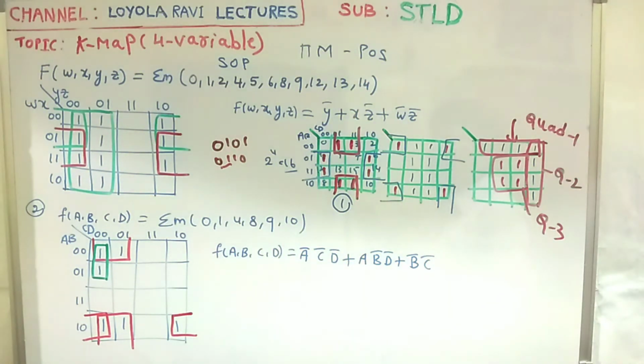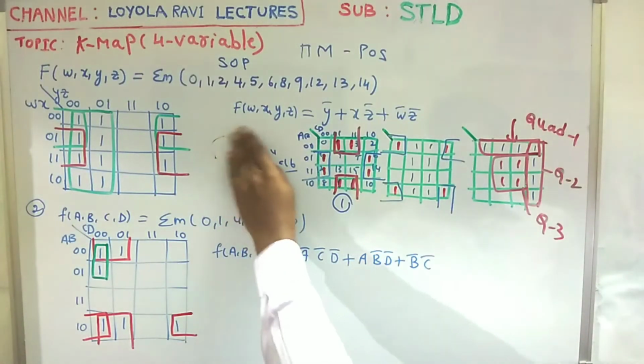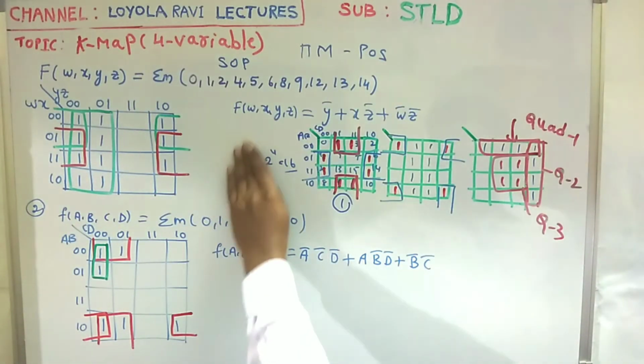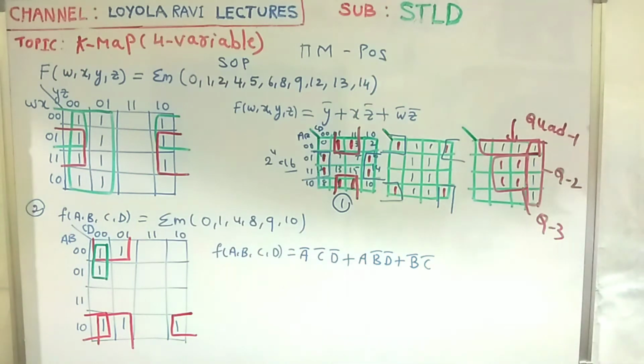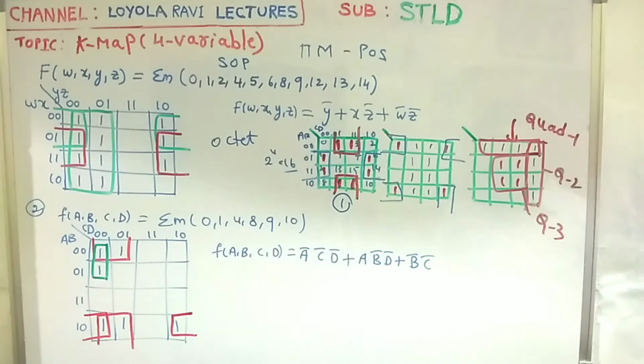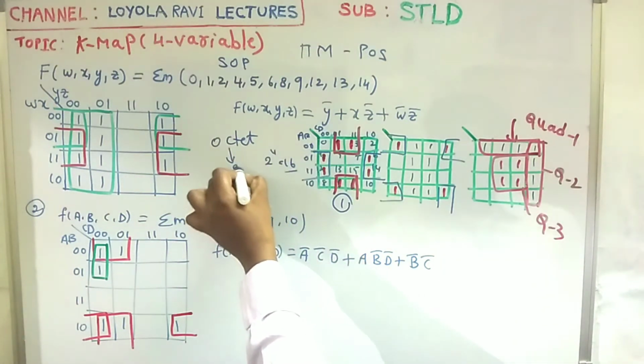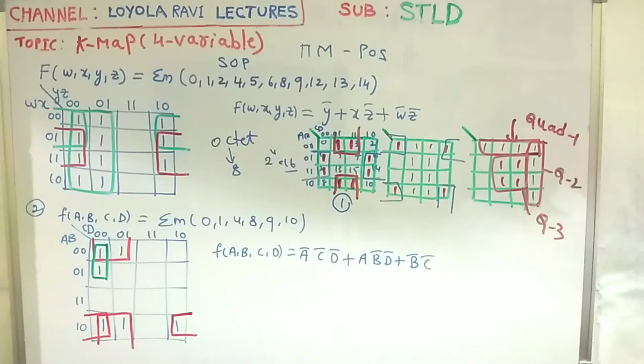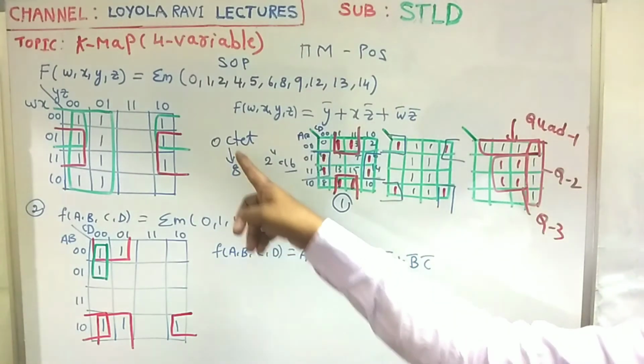Then we have to check whether it may be octet or quad, or it may be pair or single terms. I already placed all the minterms. Then we have to check for octet. Octet is nothing but 8 adjacent ones, or 8 adjacent zeros in POS. We have to check in our K-map whether 8 adjacent ones are there or not. So octets I am checking.